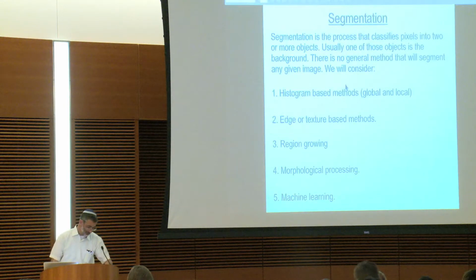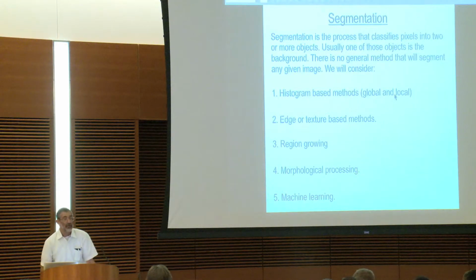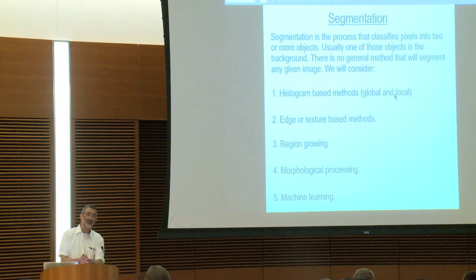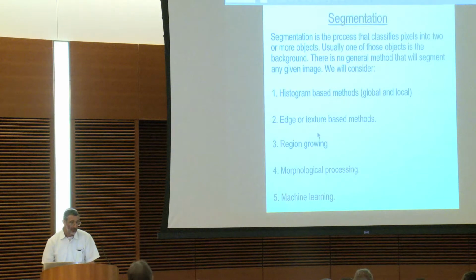Okay, segmentation. There are histogram-based methods. Almost every way of distinguishing background from foreground or from objects, at some point, you're going to have to deal with histograms and intensity. I mean, the bottom line is you want your objects to be one color or one intensity and your background to be another. Okay? There are edge or texture-based methods. There are region-growing methods. We'll talk a little bit about that.